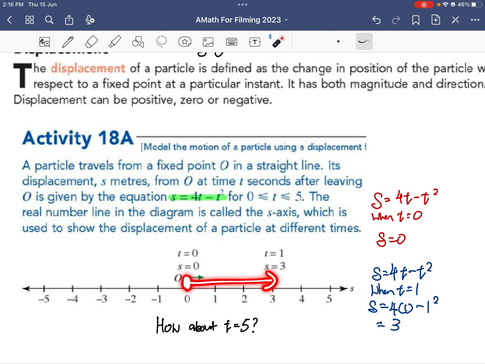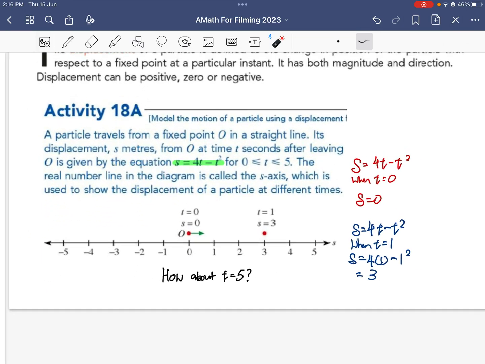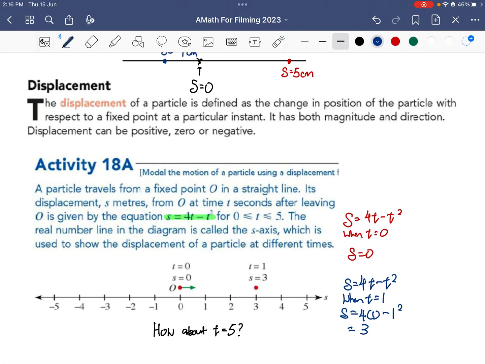So notice that the initial point is here. The particle is now 3 units away, or 3 meters away, from the starting point. And it is positive 3. Why? Because it lies to the right. We define the right as positive.